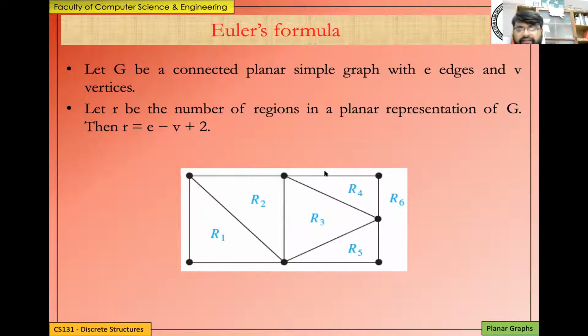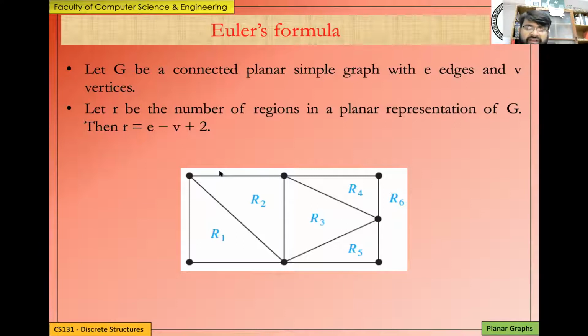So 7 and 11 vertices. And if you want to talk about the number of regions present in here, the number of edges here are 11. 1, 2, 3, 4, 1, 2, 3, 4, 5, 6, 7, 8, 9, 10, 11. 11 edges, 7 vertices, right? So the number of regions is going to be 11 minus 7 plus 2, 9. So there are possibly 9 different regions in here.